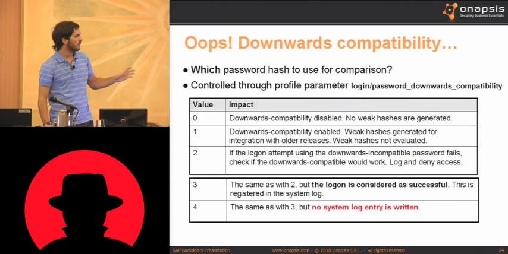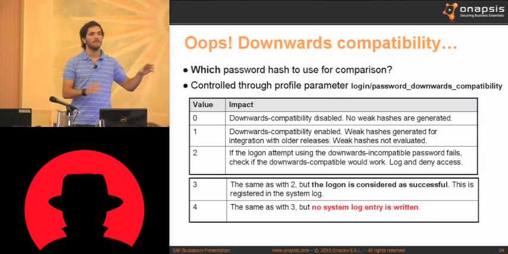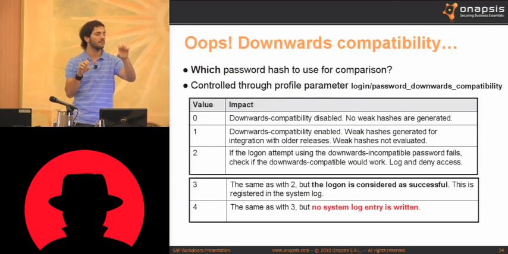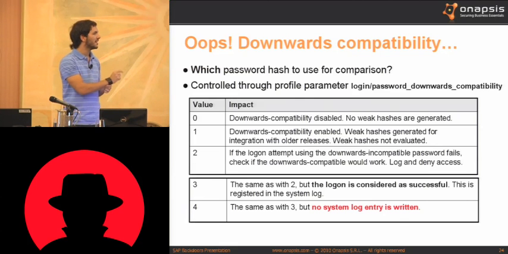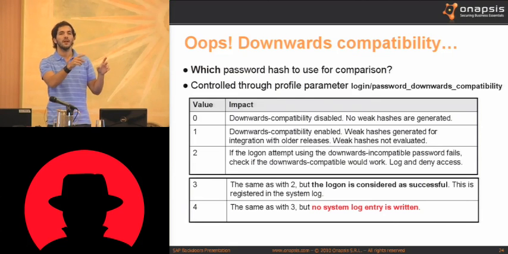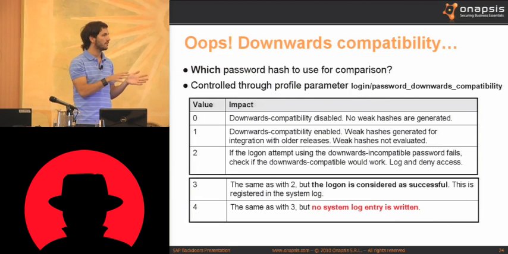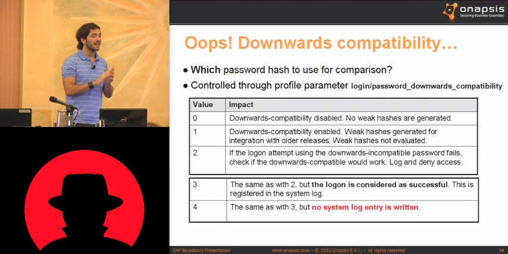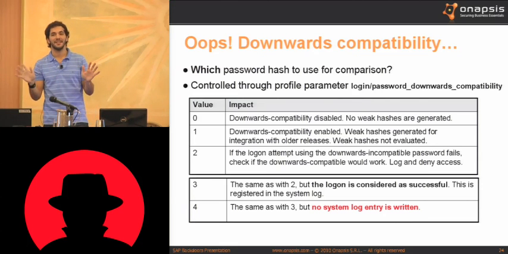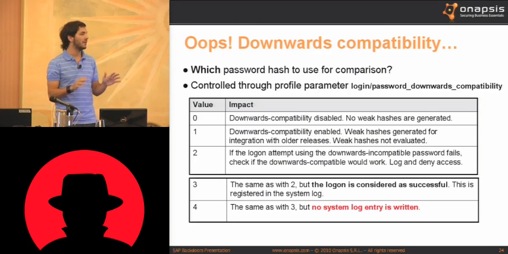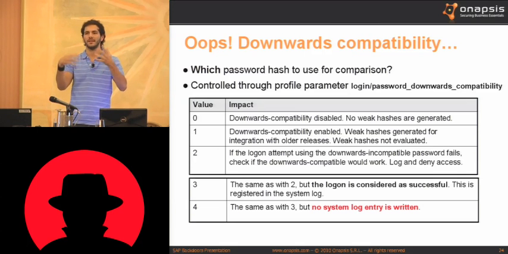Value 3 is pretty much the same as 2, so your password is checked against the strong hash, and if it fails, it's checked against the old one. But with this slight difference: if the second check matches, the logon is granted as successful, and this is registered in the system log. And don't ask me why 4 is there, but it's the same as 3, with no system log entry written at all. So now we're going to see how this ties together.